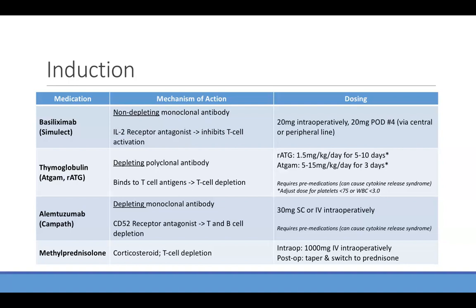And then finally, like I've mentioned, we have our methylprednisolone, our steroid, which also causes T cell depletion. We always start at a very high dose. We always start at 1 gram given IV intraoperatively. And then post-op, we taper and switch it to oral prednisone, which I will discuss as well.